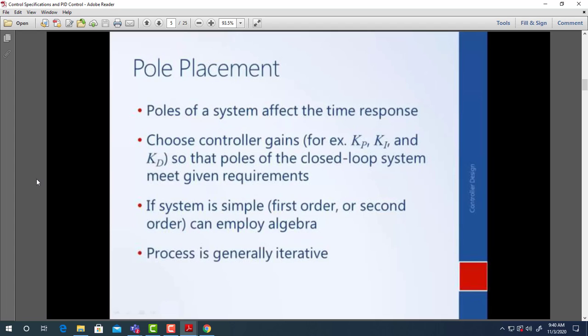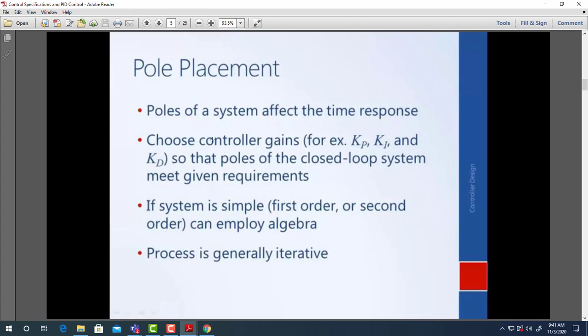The process is generally iterative. Why iterative? Because if the system is a higher order system and you approximate it, you may not really have the exact system. So you find your Kp, Ki, Kd and you plot your response, and you find you didn't really achieve your requirement. Settling time requirement, for example, was 2 seconds, but the controller you designed gave you a settling time of 2.5 seconds. Then you need to retune the PID parameters to satisfy the requirement. That's why I'm saying it is generally iterative.